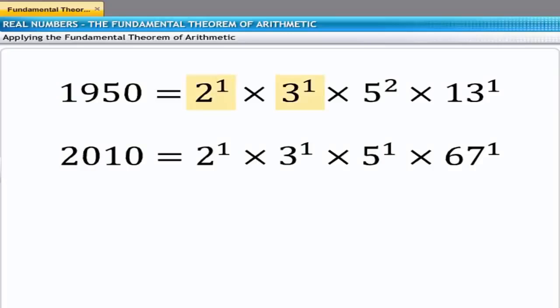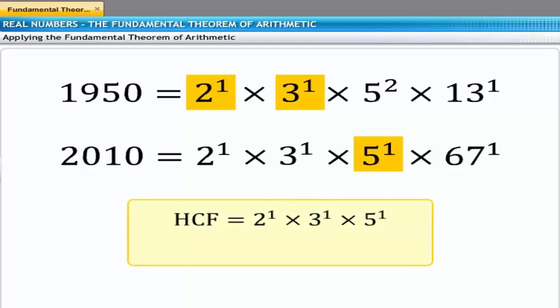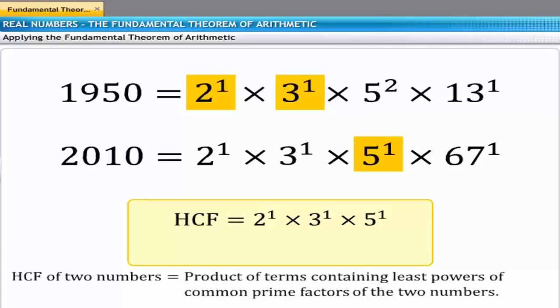Since the powers of common factors 2 and 3 are 1 in both the cases, their power will remain 1 while calculating the HCF. The powers of common factor 5 in the prime factorization of 1950 and 2010 are 2 and 1 respectively. We will use the power 1 in calculating the HCF since it's the smallest power of 5. Thus, the HCF of the given numbers is 2 into 3 into 5 or 30.